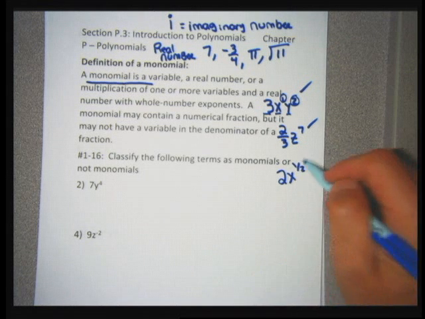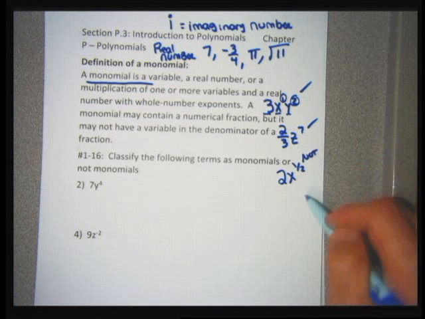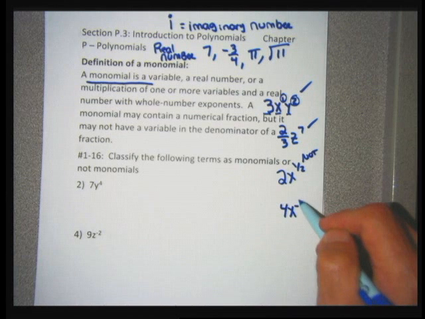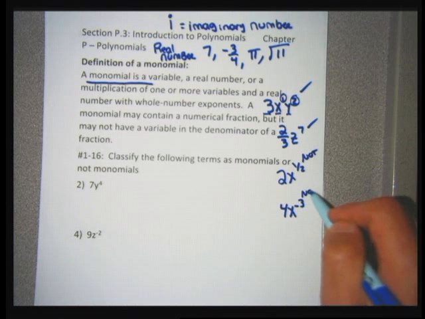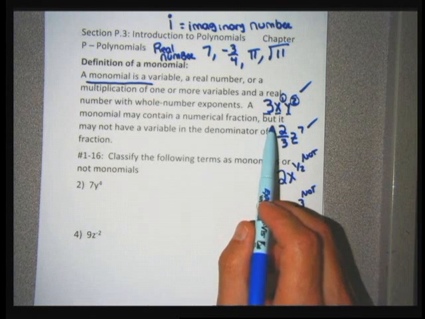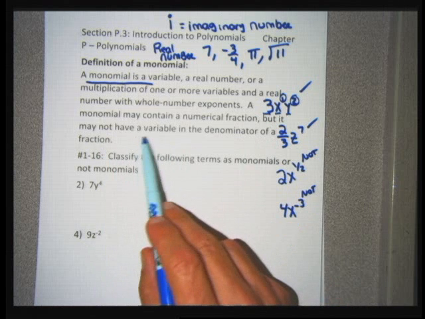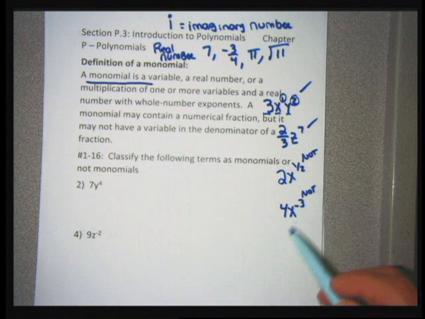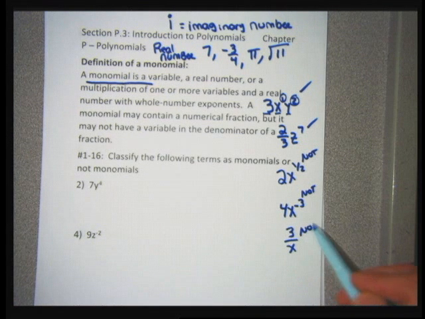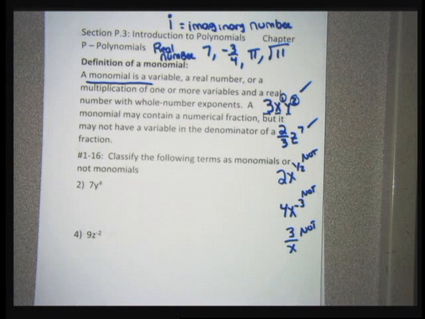This is a not. Here's another not. It's not because the exponent is a negative exponent. I also added a little extra wording here that says you can't have a letter in the denominator of a fraction. So something like 3/x would also not be a monomial. So we just need to go through the first 16 problems and classify them as either monomial or not monomial.